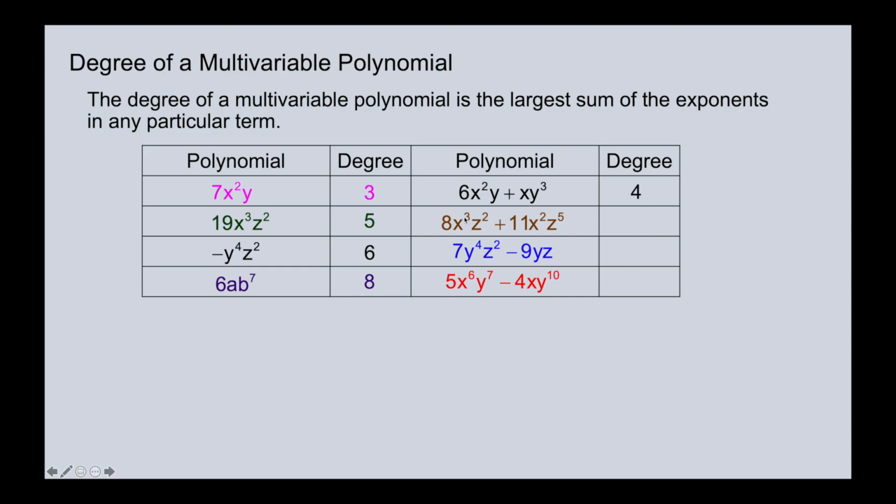For my next one, I'm going to have 3 and 2, so 5 for this part, and then 2 and 5, so 7 for this part. Again, I go for the higher of the 2, and that's going to be 7. For my next one, I've got 4 and 2, so 6, and 1 and 1, so 2. Again, the higher is the 6, so that's going to be my degree. Here I've got 6 and 7, which is 13, and then I've got 1 and 10, which is 11, and the higher number there is going to be 13.